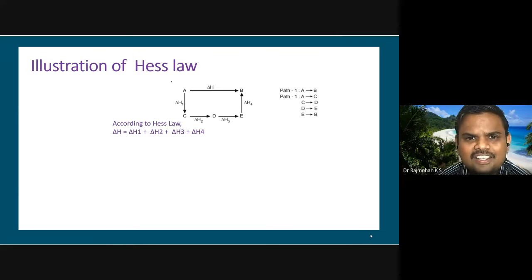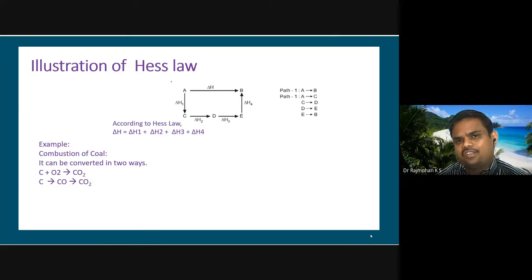So if you consider an example of combustion, the combustion can take place as C plus O2 giving CO2 in a single step. Or if you consider it following another mechanism, C plus O2 will first form CO, then that CO will form CO2. So we are having C plus O2 giving CO2 as one reaction. Okay, refer here.